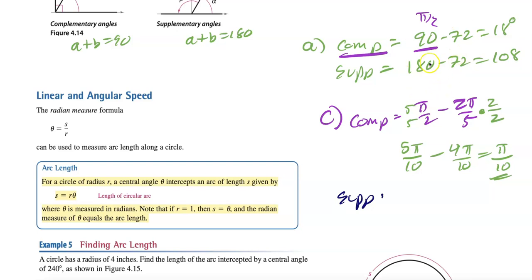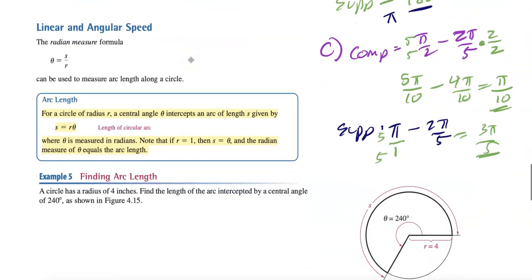Supplementary, it's 180. What's 180 in radians? Pi. Pi is 180 in radians. So we're just going to do pi minus 2 pi over 5. Easier common denominator, though: pi over 1, multiply by 5 over 5. And we get 3 pi over 5. So that's how I do complementary and supplementary.